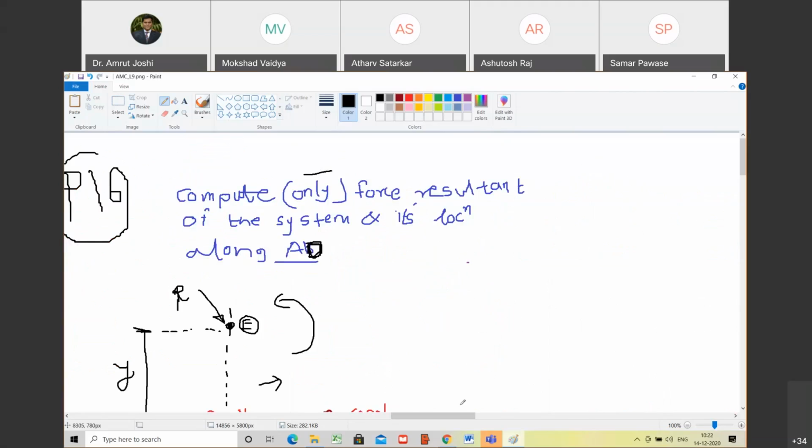Now, can I find out, is it possible that a particular force system has only moment resultant and no force resultant? Are you with me? Yes, sir.